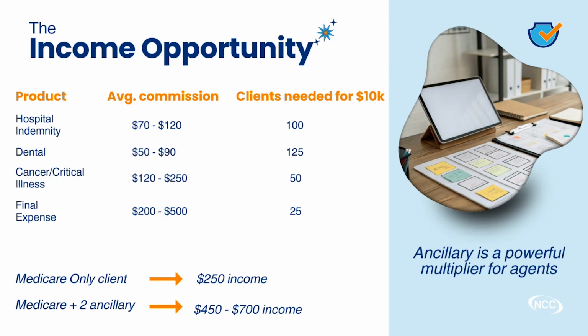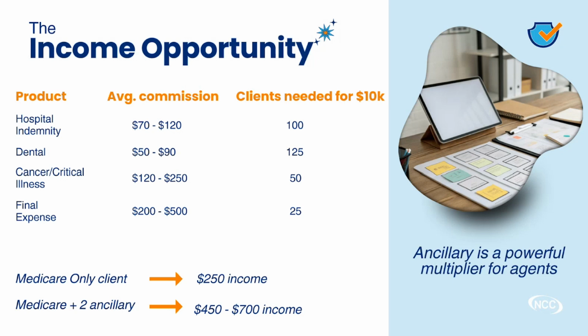If you enroll a client in a Medicare plan, maybe you earn around $250 commission. But at the same time, you also enroll that client in two ancillary products. The income from that household could increase to $450, even $600, or even more, depending on the product mix. The income opportunity for ancillary plans is very advantageous.